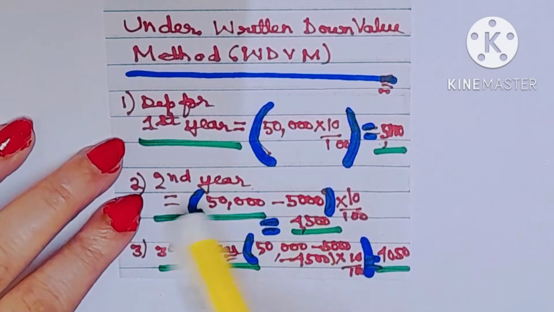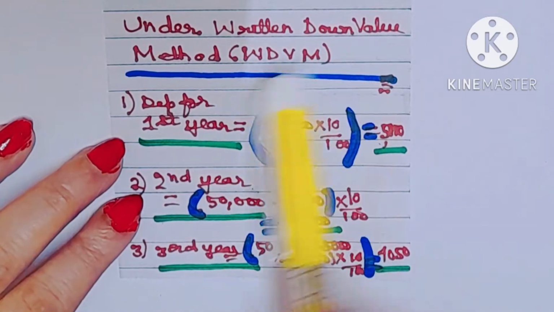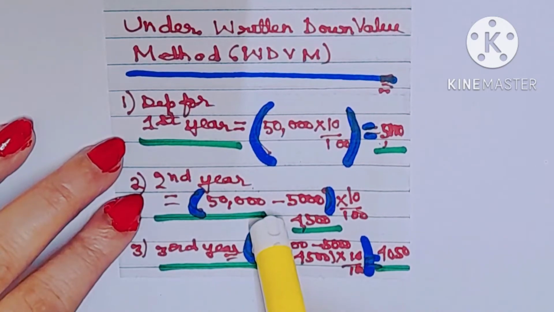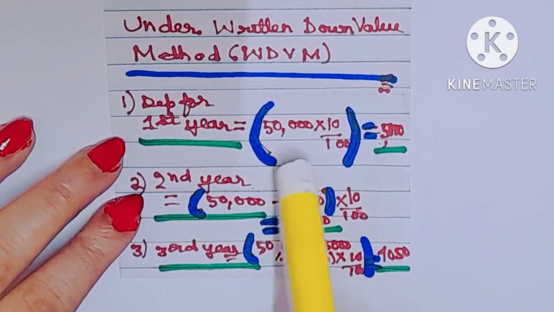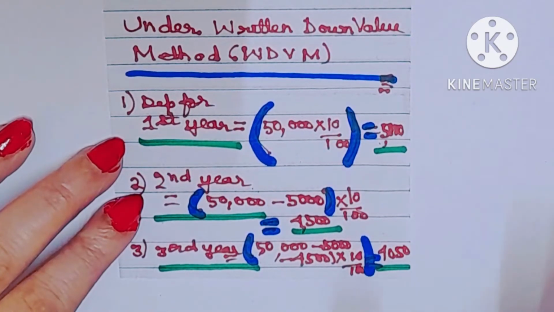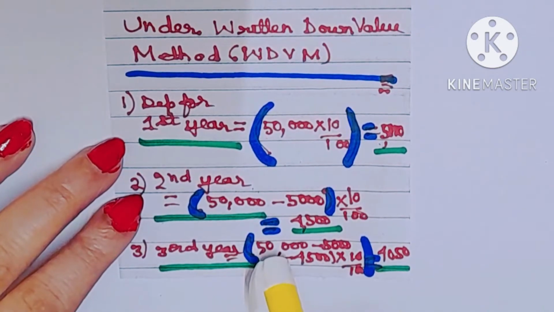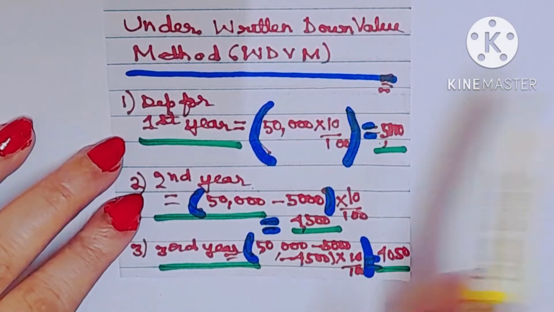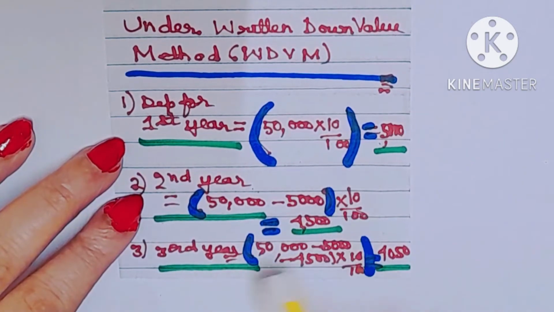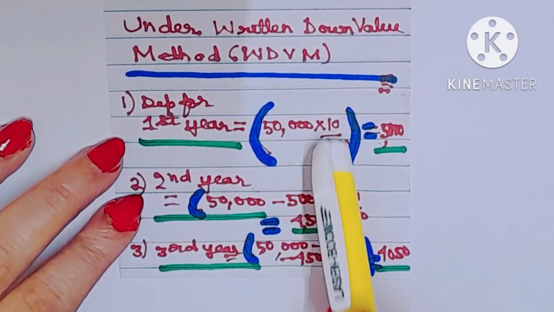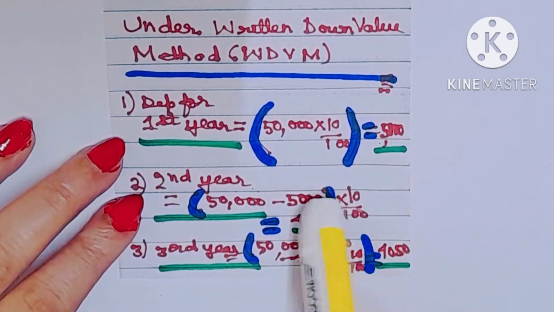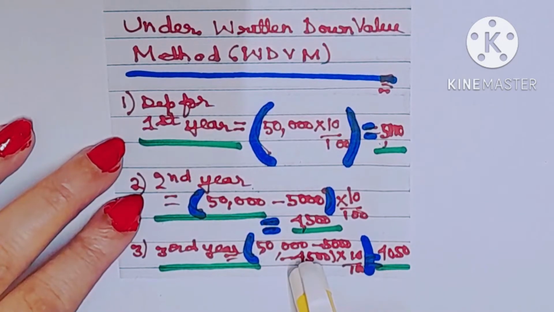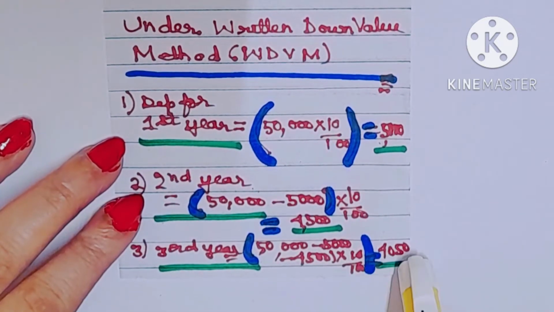When you are calculating the second year's depreciation under the written down value method, you have to charge depreciation on the book value. What is the book value for the second year? Original cost minus first year's depreciation. Understood? Now when you are calculating the third year's depreciation, you have to charge depreciation on the book value of the plant and machinery. What is the book value in the third year? Original cost minus first year's depreciation minus second year's depreciation, that is 50,000 minus 5,000 minus 4,500 into 10 by 100 will give you 4,050.